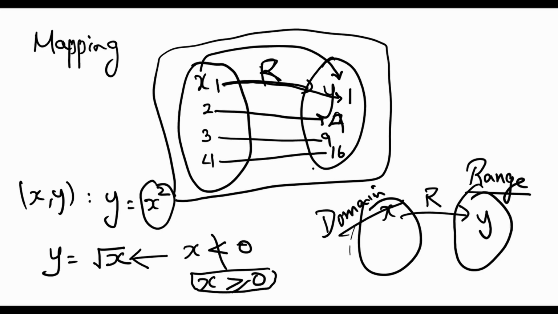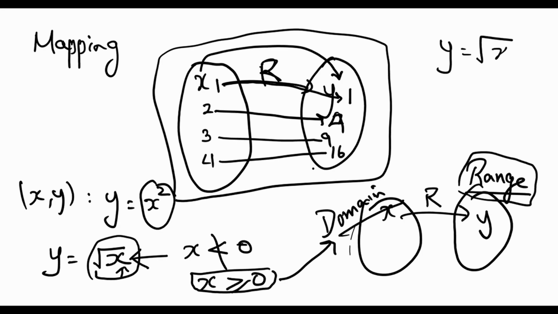So x can take only values greater than or equal to 0. I can substitute 0 there. I can substitute any positive value in this place. So x greater than or equal to 0 will be the domain for this relation. Okay, what would be the range? What type of values will you get when you substitute different values of x in this?